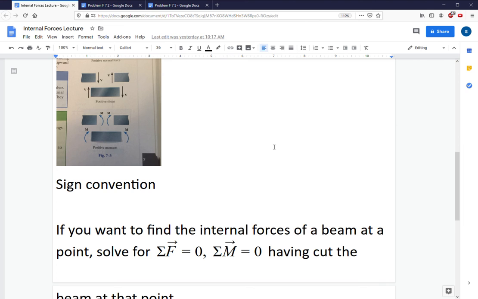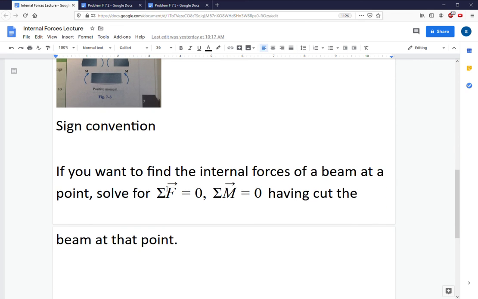So to find these internal forces, break the beam, and then solve the Newton's second law equals zero equations: sum of forces equals zero, sum of moments equals zero.